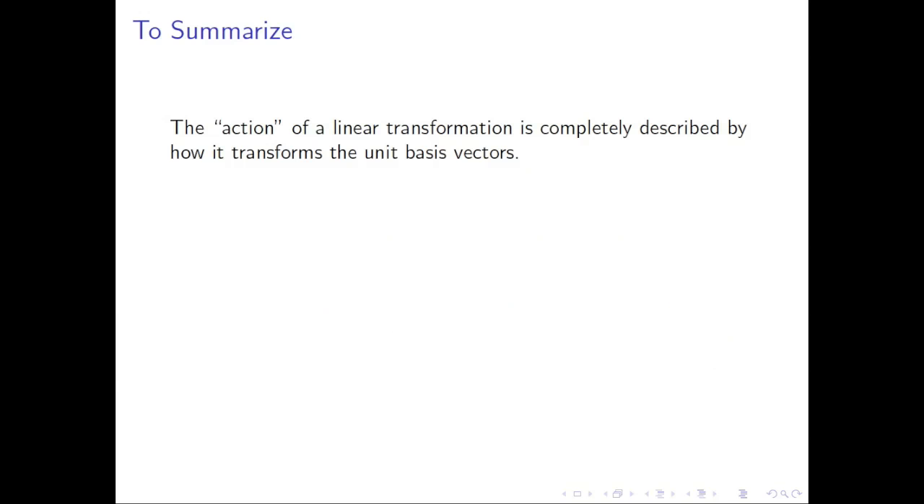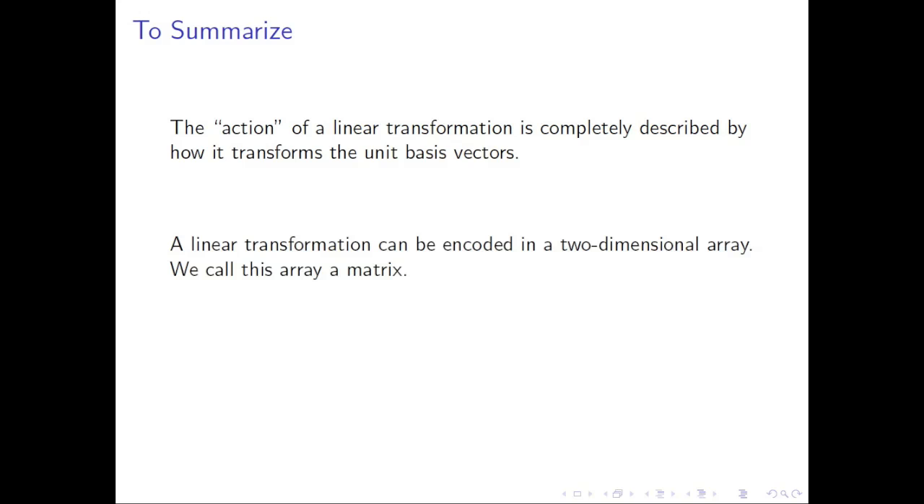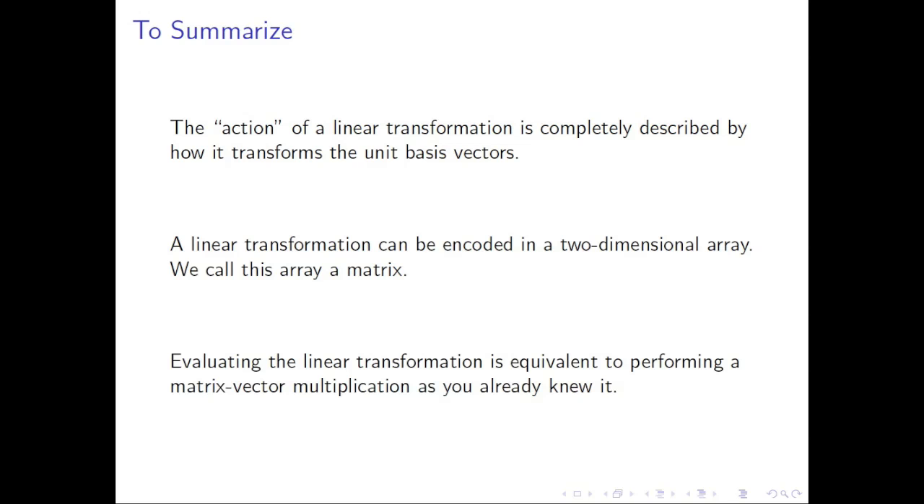Let's summarize. The action of a linear transformation is completely described by how it transforms the unit basis vectors. A linear transformation can be encoded in a 2D array. We call this array a matrix. Evaluating the linear transformation is the same as performing a matrix vector multiplication.